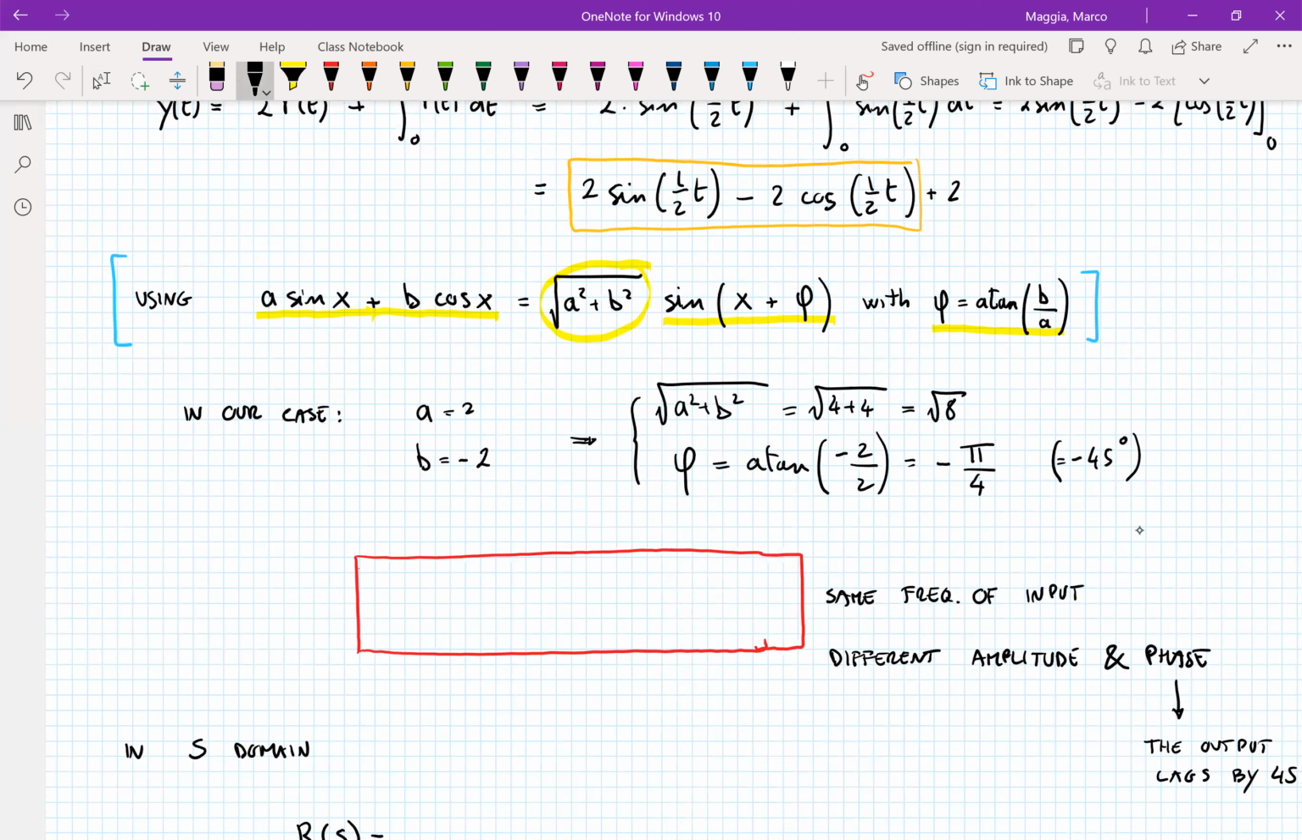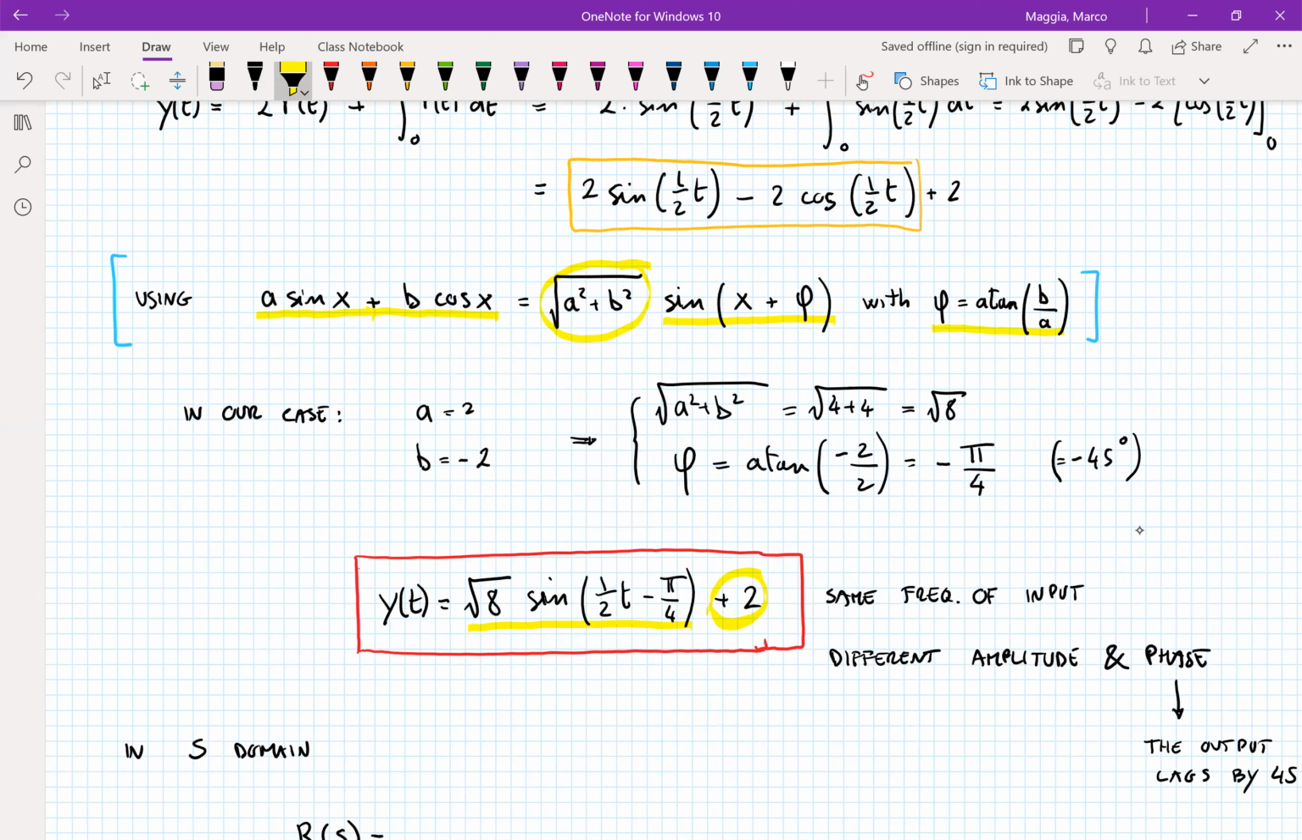All right, so we now have the actual output in the time domain, which is equal to square root of 8 times sine of 1/2 t minus pi over 4, plus 2. For now, let's forget about this constant that we're adding. The constant is just simply shifting the output upwards or downwards with respect to the x-axis, the time axis. So it doesn't really matter much. We should really focus on the sinusoidal part of the response.